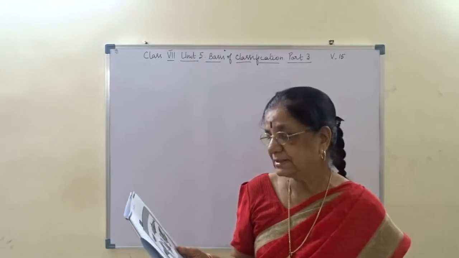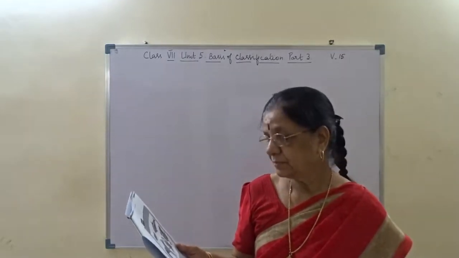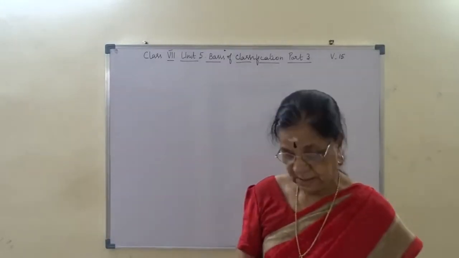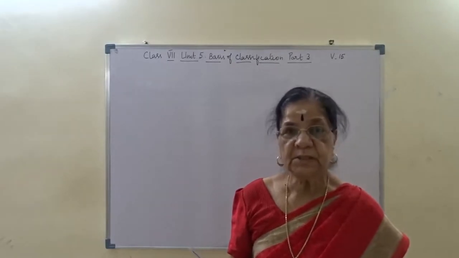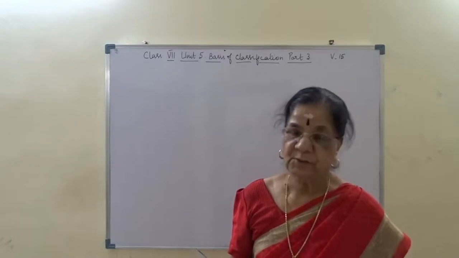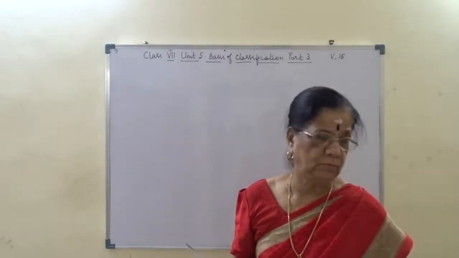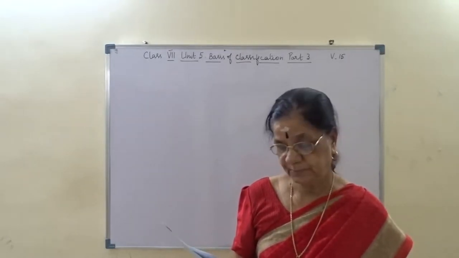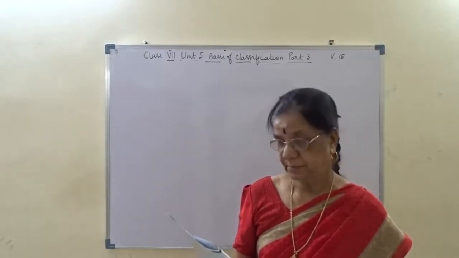you can give from this: fish, bird, and dog. You can give any example of vertebrates. Examples: fish, bird, dog. You can also give cat, lion, human. Like that, any example you can give. Fish, bird, dog.